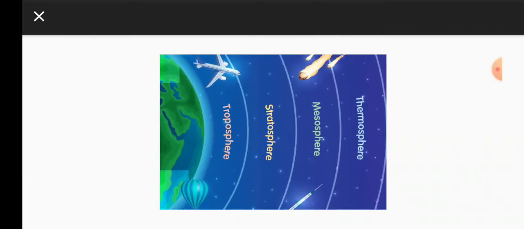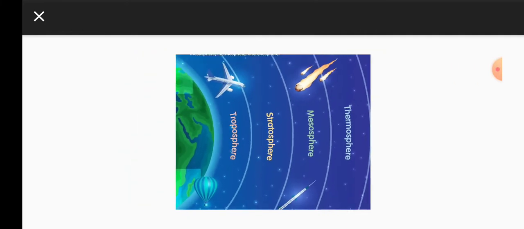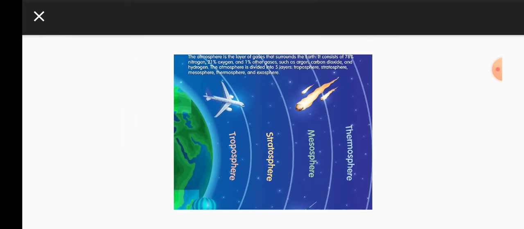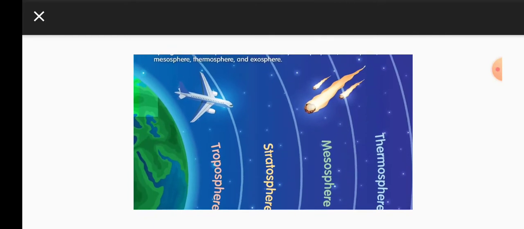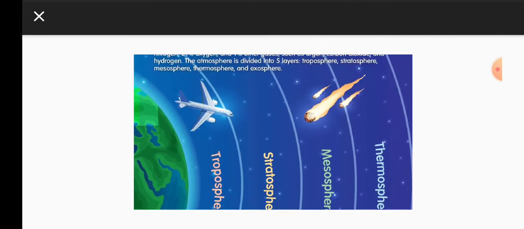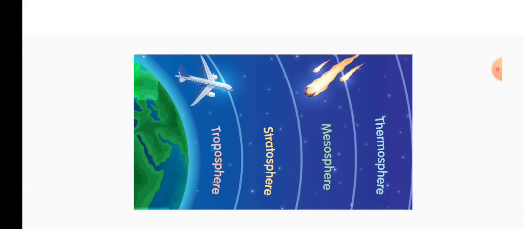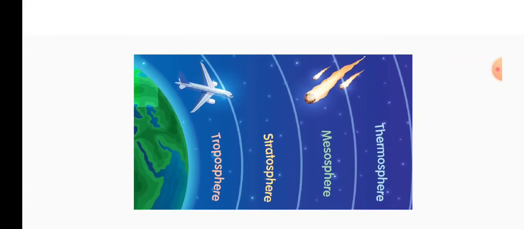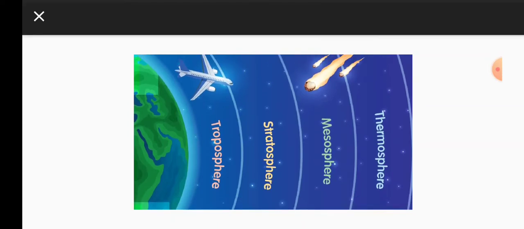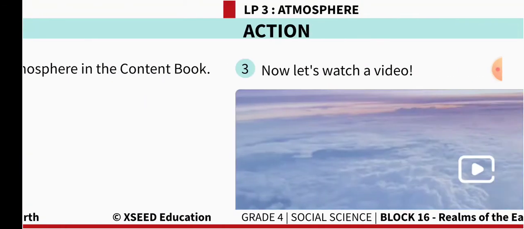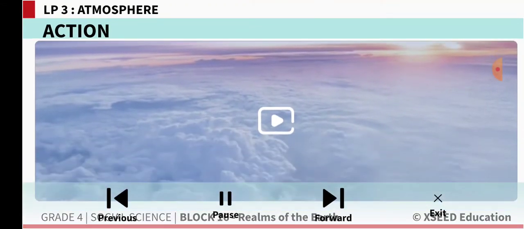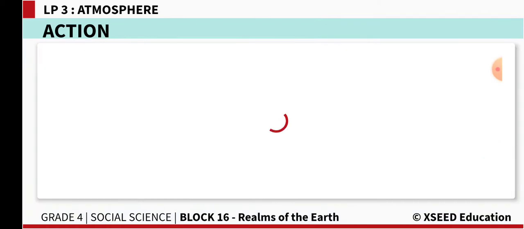Now let us look at this picture carefully. All of you please remember in which layer what is happening. So troposphere is the place here where people live. Aeroplanes here. Meteors falling in the mesosphere. So this is thermosphere. Right. Now let's move on. Watch the video. Now let's watch a video.